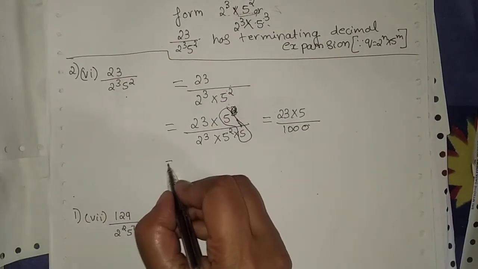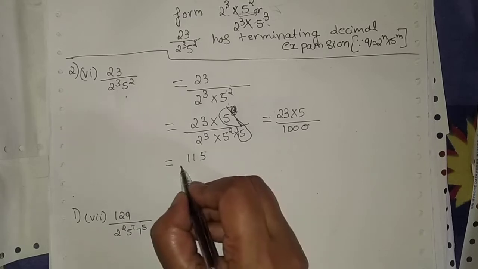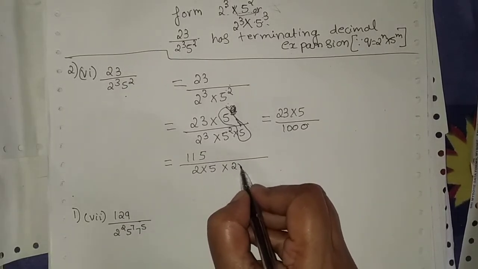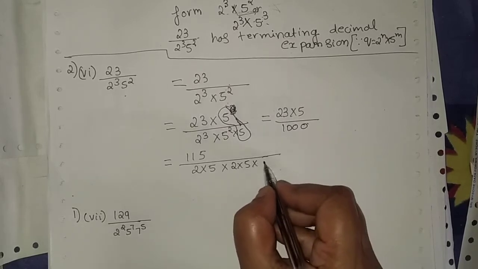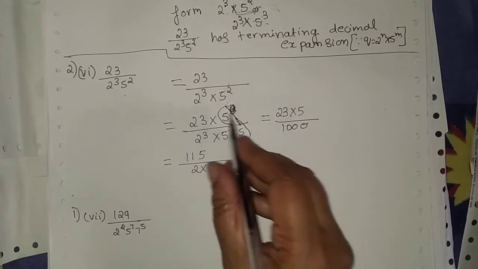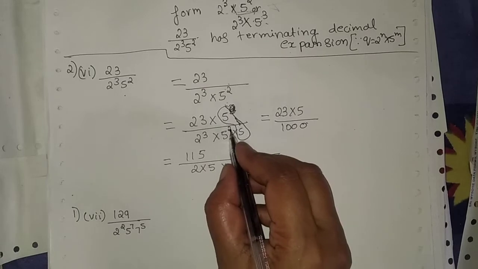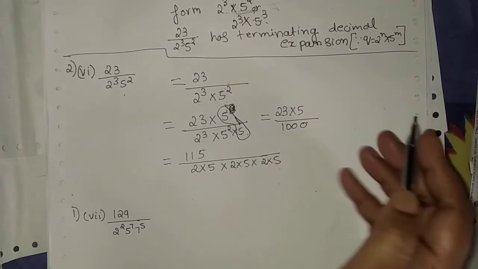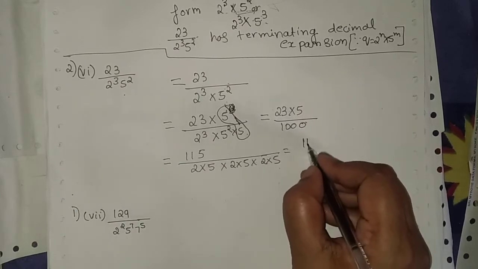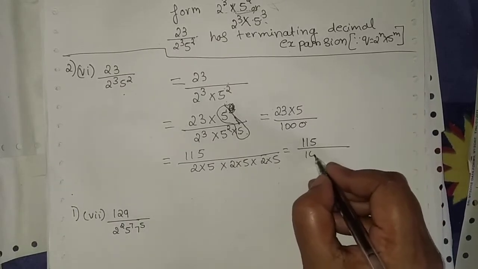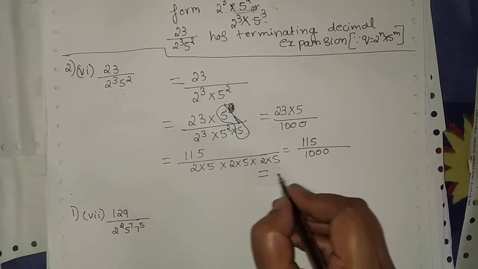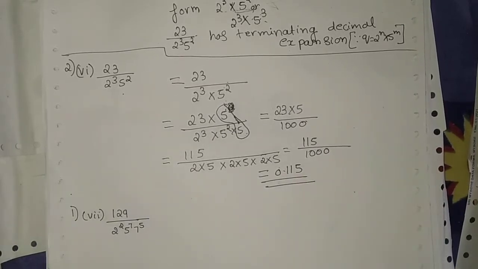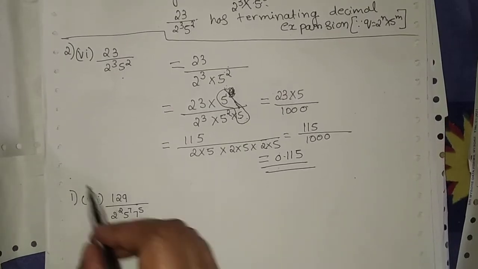So we can write this one as 115 into, you can also write in this form 2 into 5, 2 into 5 and 2 into 5 because cube. So the power of 2 is already there, only we have to include one 5 here. Therefore this one will be 115 by 1000, which is equal to 0.115. We kept it in the decimal form. This is the solution for the second problem.